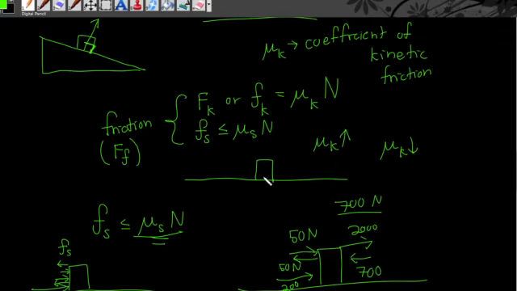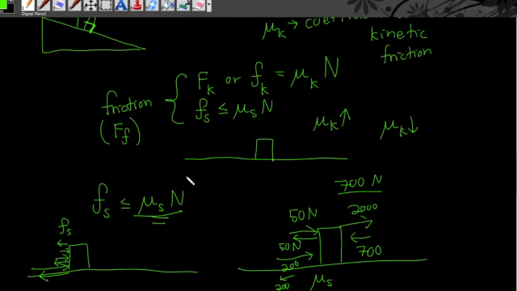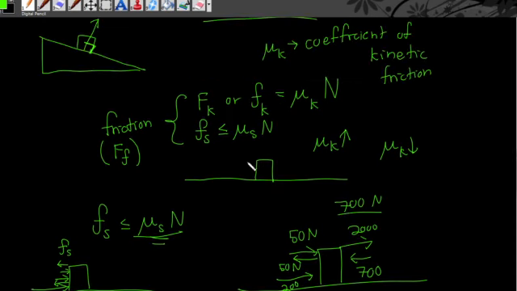So yeah, that's static friction. As you can probably deduce from the name, it is a force that keeps an object from moving. Whereas kinetic friction starts once an object is already moving. And keep in mind, mu sub s and mu sub k are not the same.